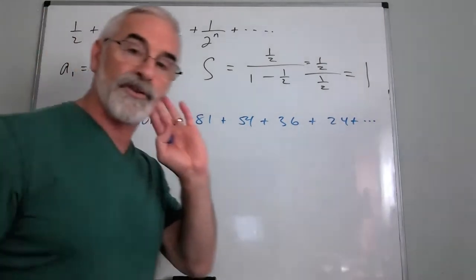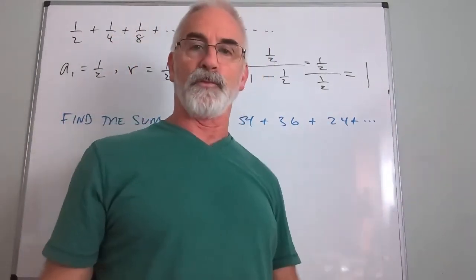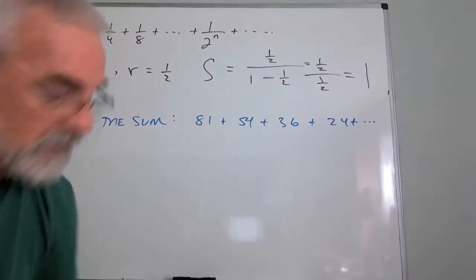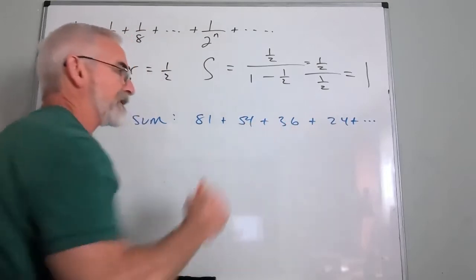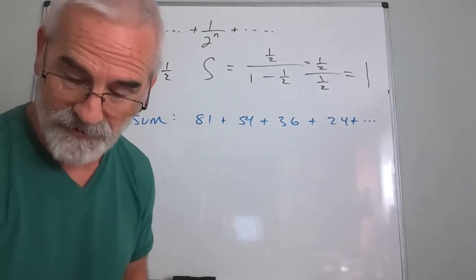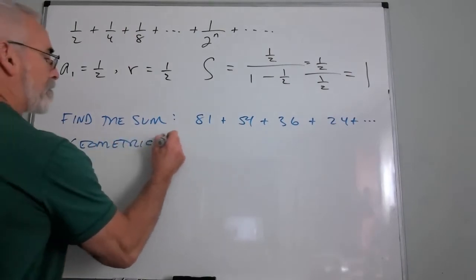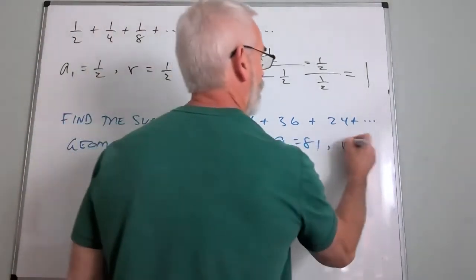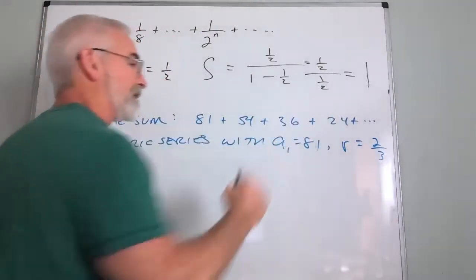So all I've got to do is produce the rest of the terms forever. That might take me a few minutes. And then I want to add up those terms forever. That might take me a few more minutes. Maybe that's not practical. Or recognize that 54 over 81, 36 over 54, 24 over 36, those all equal the same value. They all equal 2/3. So this is a geometric series with first term 81 and constant ratio 2/3. And I know that because 54 over 81, 36 over 54, 24 over 36, they're all 2/3.